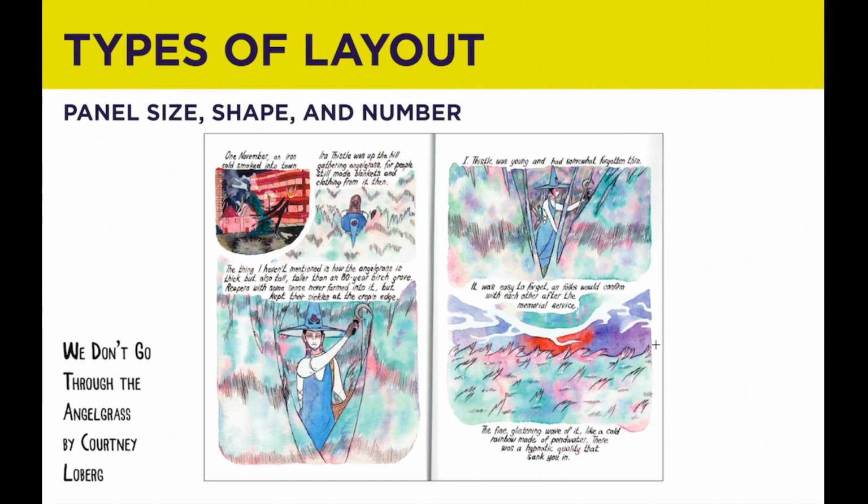Next, we have an example from Courtney Loberg and their graphic novel and webcomic, We Don't Go Through the Angelgrass. So this is a graphic novel as well as a webcomic you can read for free on Webtoons, I believe. And this is another example of more creative, kind of fluid layout. We've got these panels here where the gutter really kind of blends into the artwork itself, and blends into the word balloons even from panel to panel.